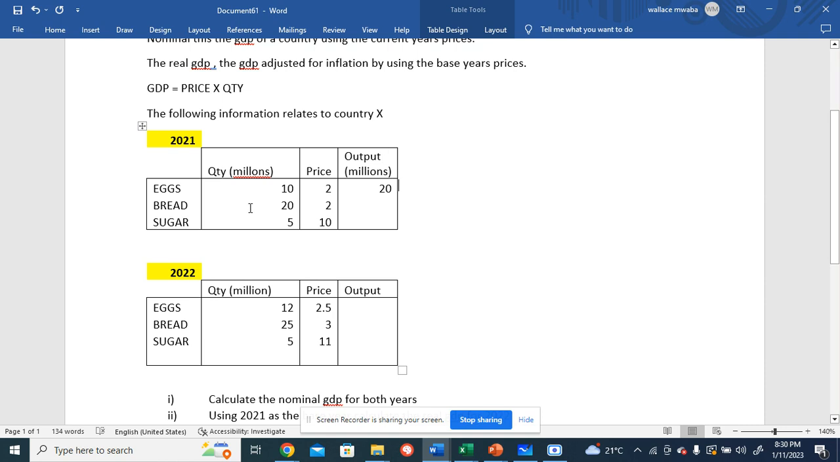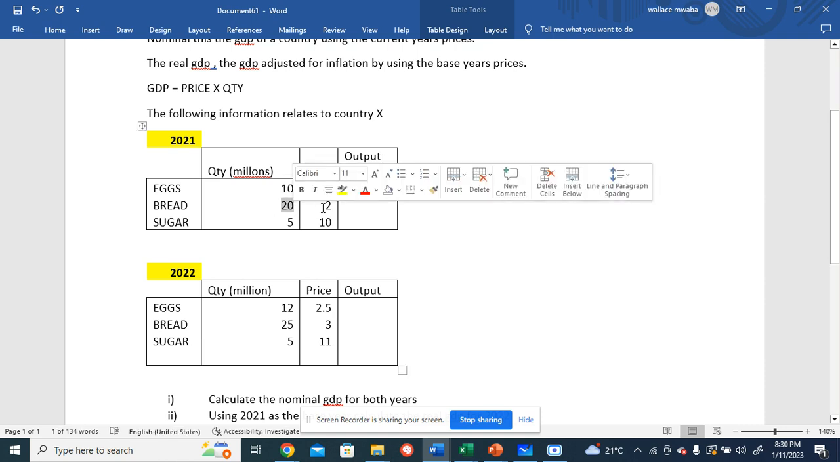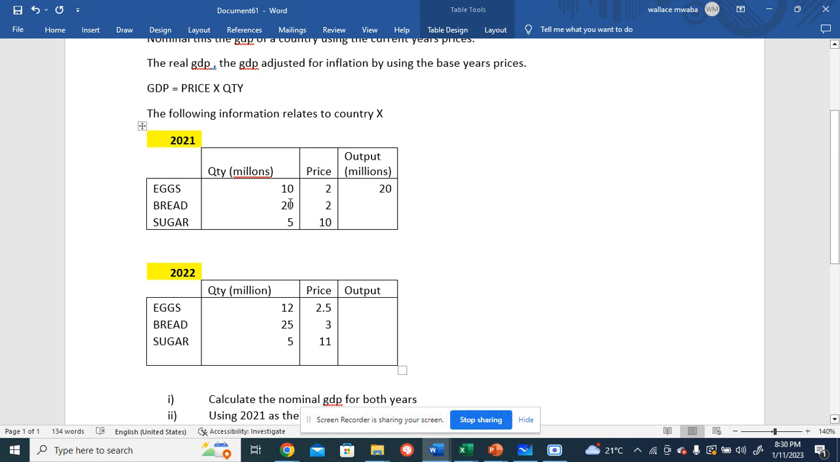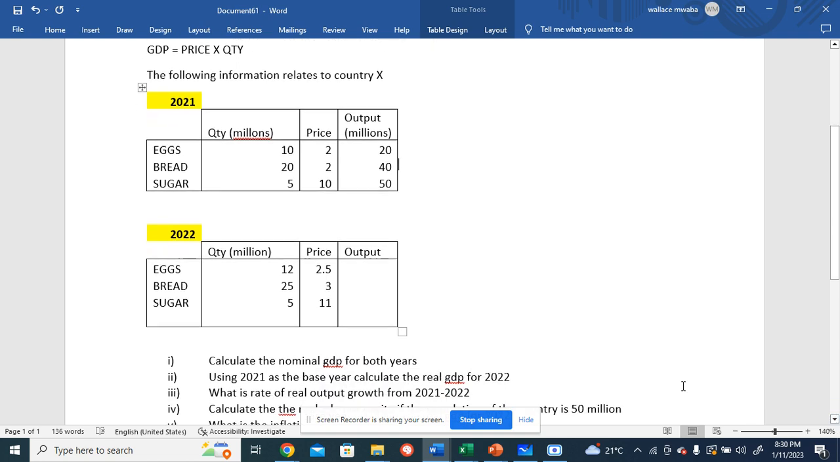Let me just add here millions. For bread, produce 20 million loaves of bread. Also, the price is at 2 kwachas. So the output, we're going to say 20 million times 2. That gives us 40 million. And then for sugar, we produce 5 million tons of sugar. And the price is 10 kwachas, so 5 times 10, that is 50.